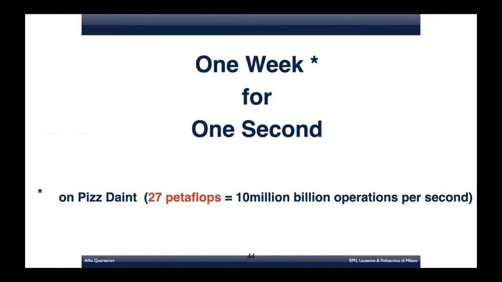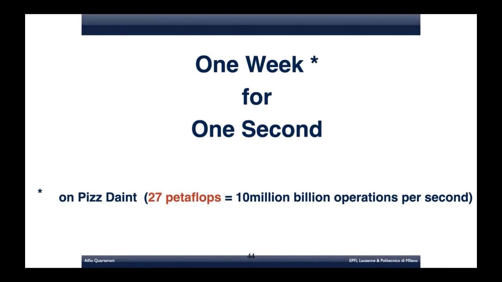Those computations are very demanding in terms of time. So this is the slogan, right? 1 week for 1 second. What does that mean? Well, to simulate 1 second of real life, which roughly speaking is 1 heartbeat, it takes on the order of magnitude of 1 week on a big supercomputer, right? This is on the biggest supercomputer that there is in Switzerland, and this has a power of 27 petaflops.